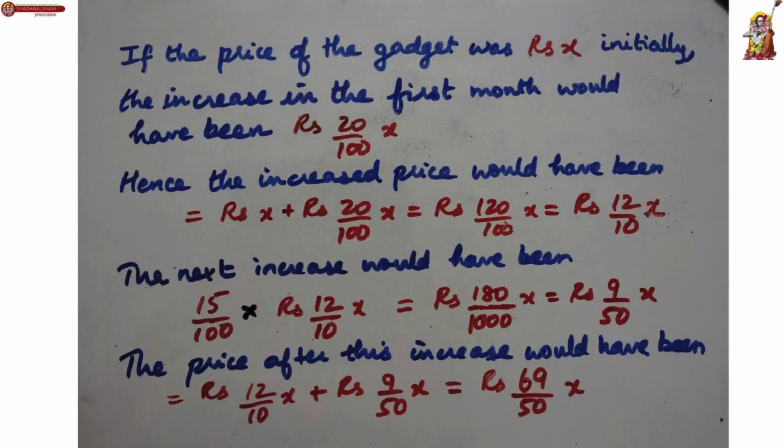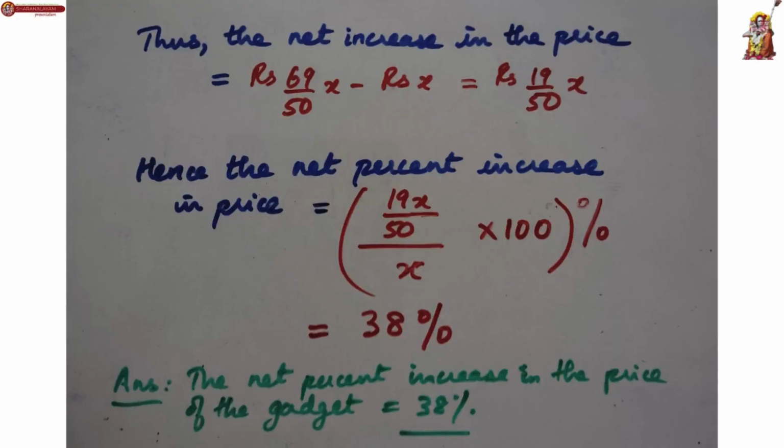Rupees 12 upon 10x plus rupees 9 upon 50x, which is equal to, working it out, rupees 69 upon 50x. Thus, the net increase in the price will be rupees 69 upon 50x minus rupees x, which is equal to rupees 19 upon 50x. Hence, the net percent increase in price will be what?